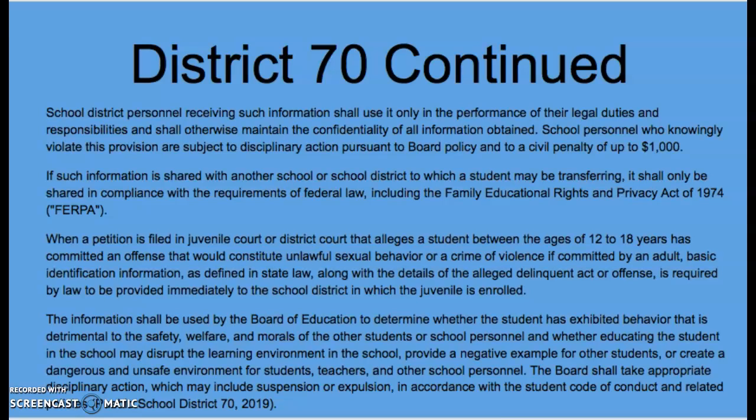When a petition is filed in juvenile court or district court and alleges a student between the ages of 12 and 18 has committed an offense that would constitute unlawful sexual behavior or a crime of violence if committed by an adult, basic identification information as defined in state law, along with the details of the alleged delinquent act or offense, is required by law to be provided immediately to the school district in which the juvenile is enrolled.